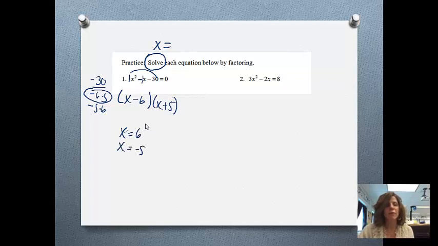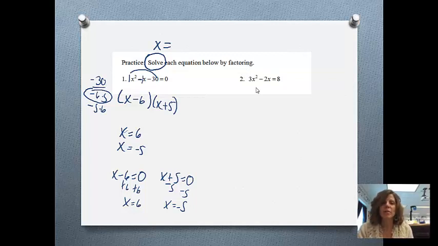All right, if you're having trouble seeing that connection, you could always just set each part equal to 0. So we could set x minus 6 equal to 0, and we could set x plus 5 equal to 0. And when we do that, we're going to get x equals 6, and we'll get x equals negative 5. All right, okay, next one.